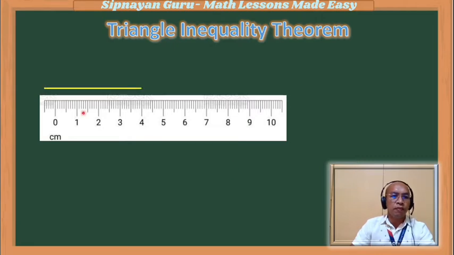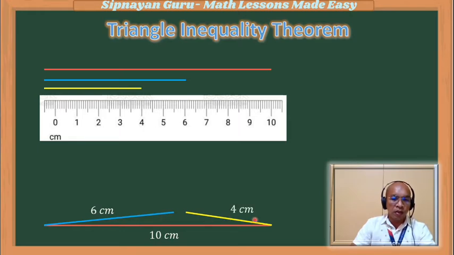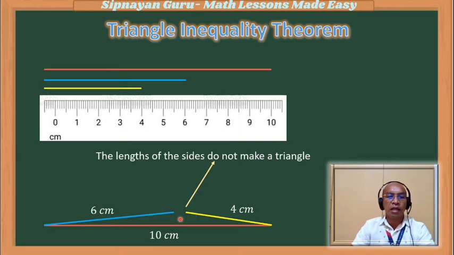Third illustration: if you have a side of 4 centimeters, a second side of 6 centimeters, and a longest side of 10 centimeters, let's try to make a triangle out of these lengths. If you add up the two smaller sides, the sum is equal to 10 centimeters, which is the same as the longest side. So it will still not make a triangle because it is just a line. So these side lengths cannot make a triangle.